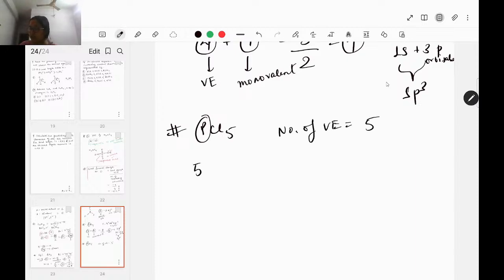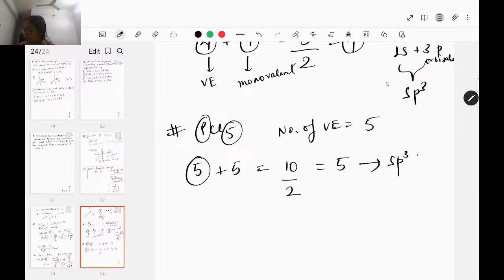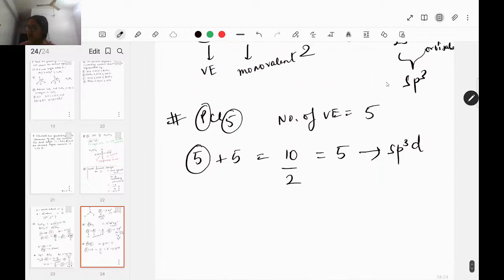So number of valence electrons 5 plus number of monovalent atoms over here is 5, which is 5 plus 5 is 10. 10 by 2 is 5. So here 5 has what? 5 has sp3d hybridization, because p can only be a maximum of 3. We cannot expand p above 3. So the next orbital which comes after p is d. So we have sp3d hybridization.